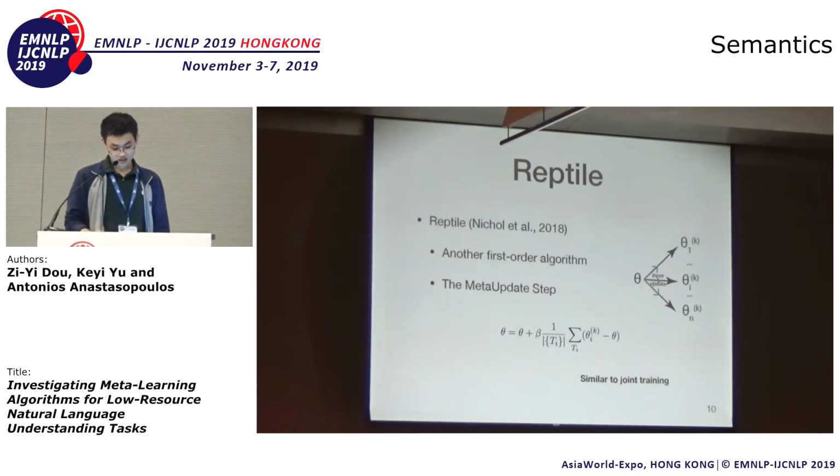So we can see that this is similar to joint training. And if k equals 1, that is, we just do one step of gradient descent for each task, this is identical to joint training.